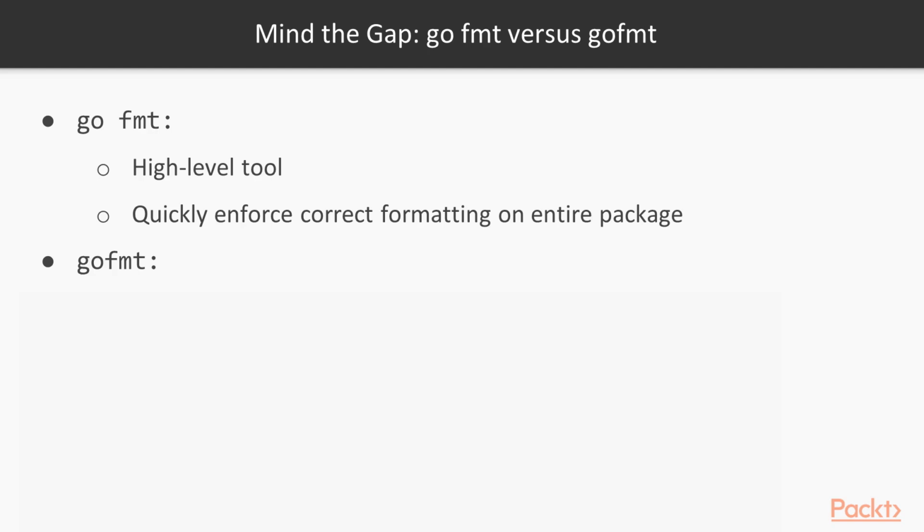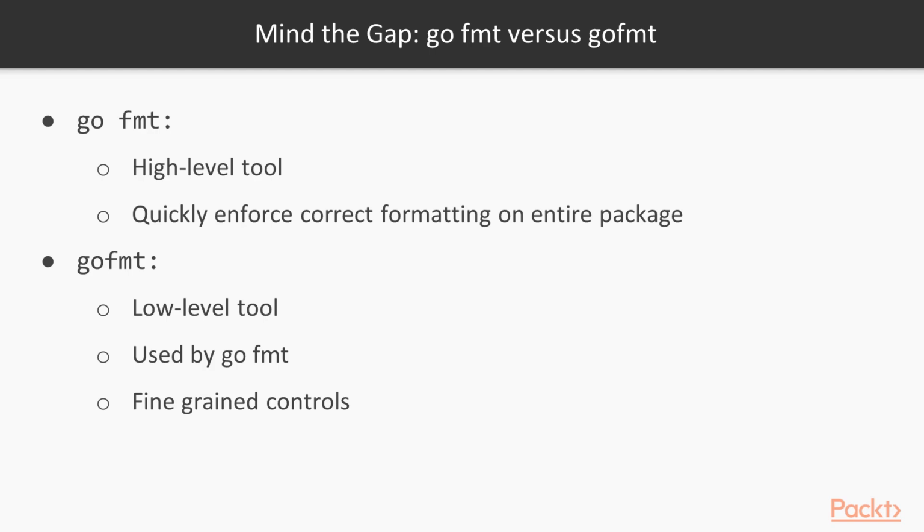gofmt, on the other hand, without the space, is a low-level tool that is used by go fmt with the space internally. If you call it directly, you have more fine-grained control over what should actually be done. For example, you can also use gofmt to just check your files' formatting, which is a useful tool to have in a continuous integration environment.